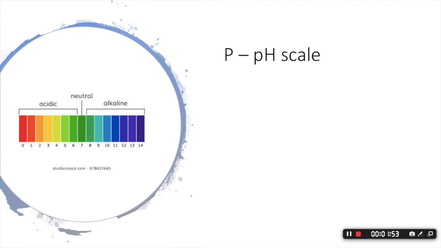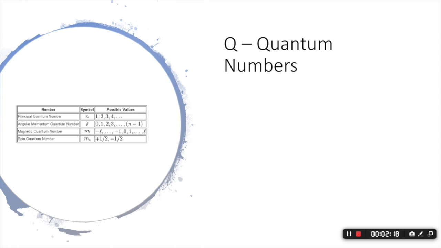P is for pH scale. The pH scale allows scientists and everyday people to see how acidic or basic a substance is. The scale is 1 to 14. 7 is considered a neutral pH, which is what water is. Anything below 7 is acidic. As you get lower and lower, the substance is more and more acidic. Anything above 7 is basic. As you get higher and higher, the substances get more and more basic.